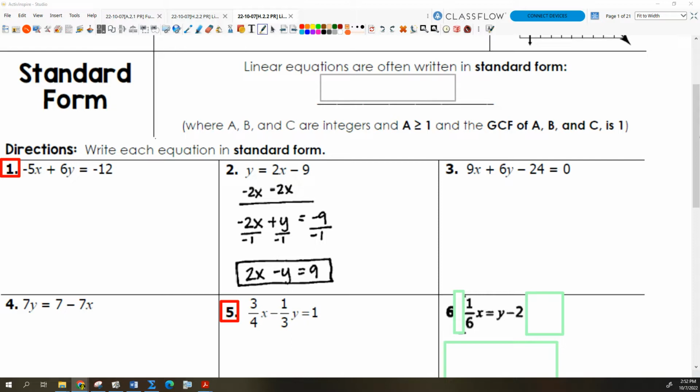So one form is called standard form. Do you guys remember what that is? That's it. AX plus BY equals C. Very good.